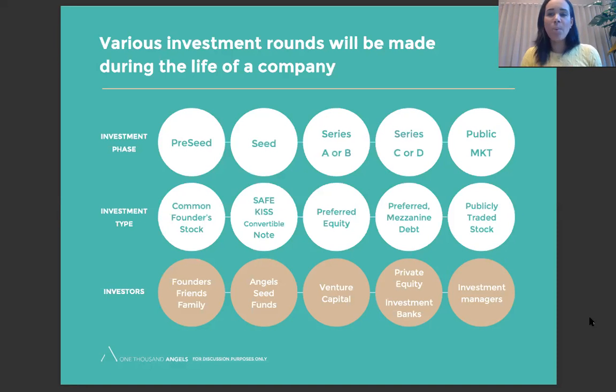So typically when we invest in a company at a seed round, the valuation of the company is usually somewhere between $4 and $6 million. It could be as low as $3 million.